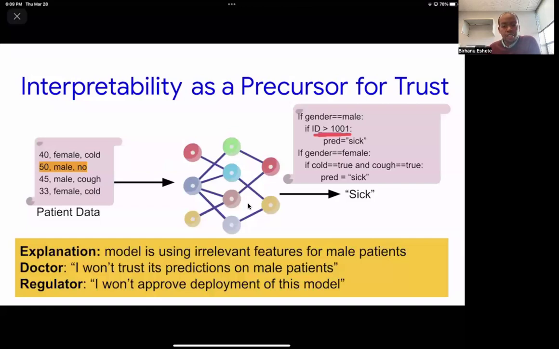And this explanation could also serve other stakeholders like regulators, for example, the FDA, right? If the regulators of the sector are here to approve this model for widespread usage, they might say, okay, looks like this model is relying on the most absurd set of features like ID number, so I won't approve the deployment of this model in a broader context. Therefore, sometimes multiple stakeholders can benefit from the interpretability of the model itself.